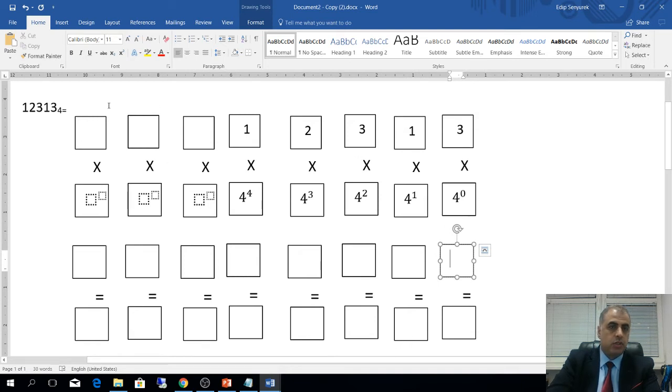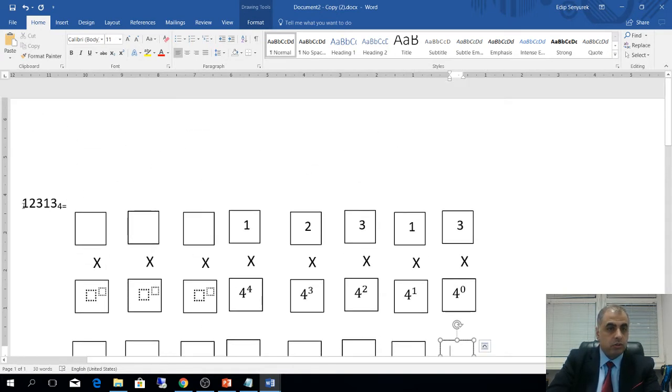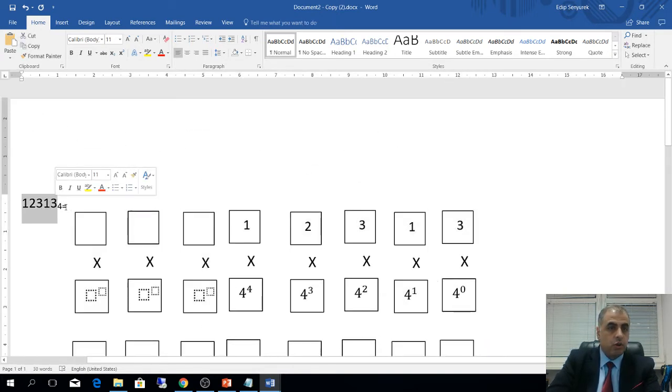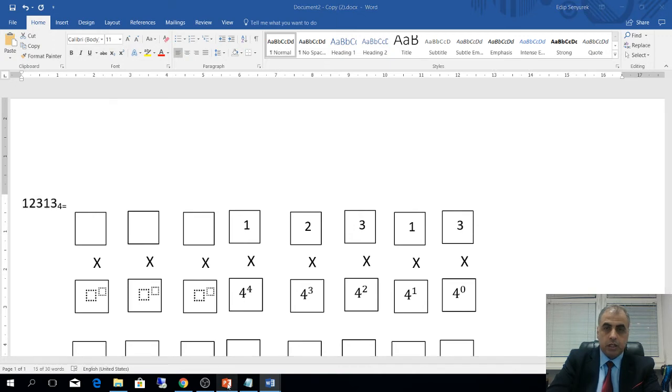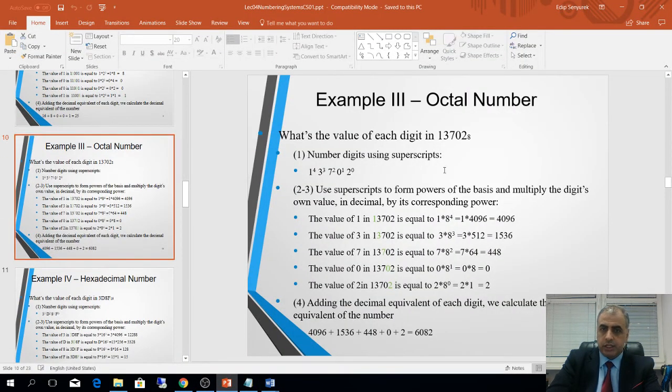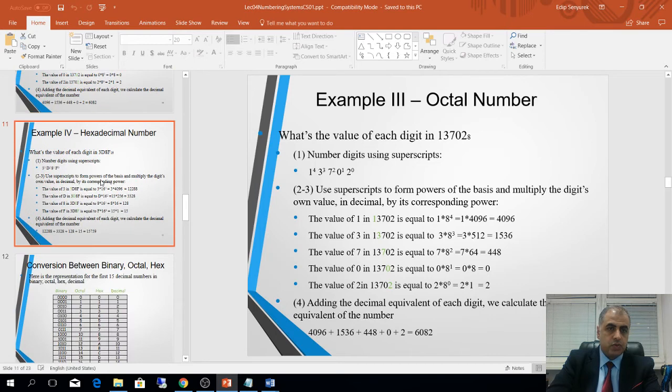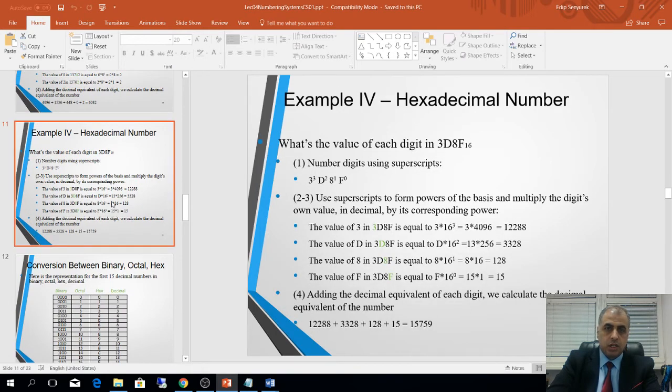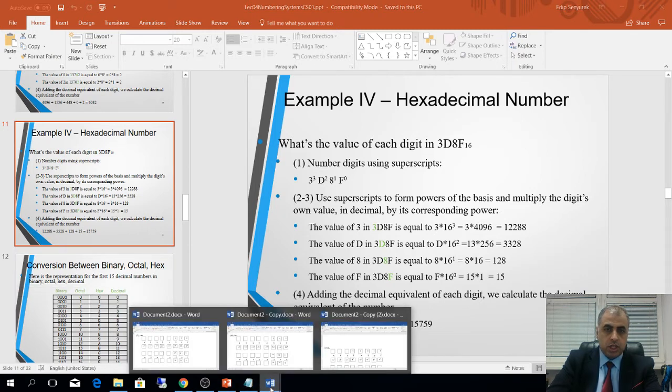Like this, you do the addition and you have the decimal value of this base 4 number. These are the examples, with the theoretical explanation written on the screen. You can pause the video and watch it. The next one is hexadecimal numbers, here. This is the example.